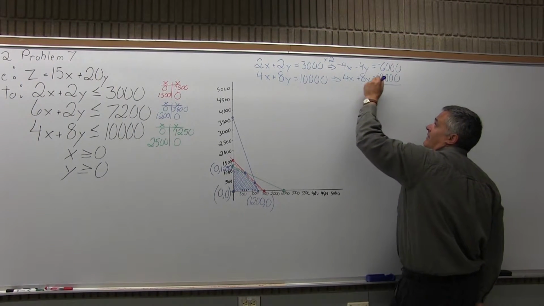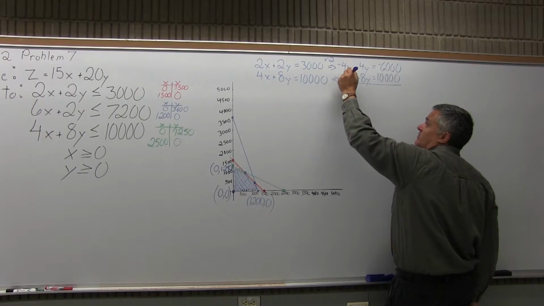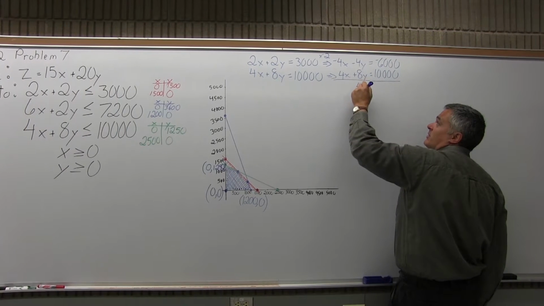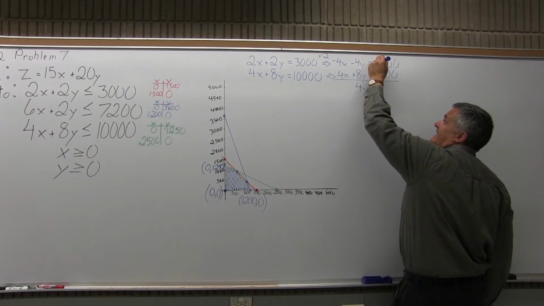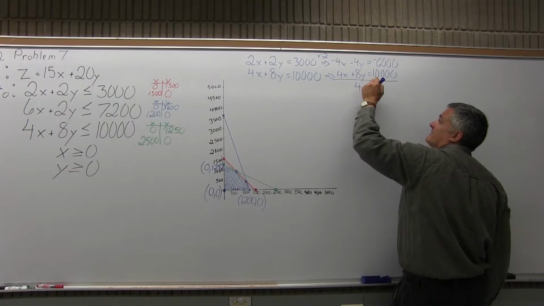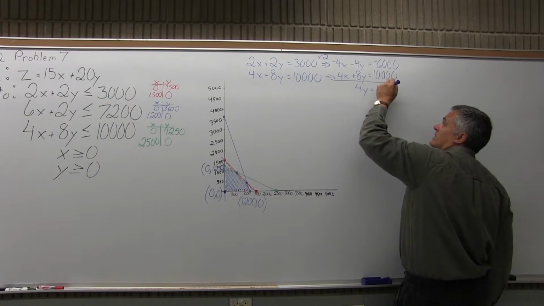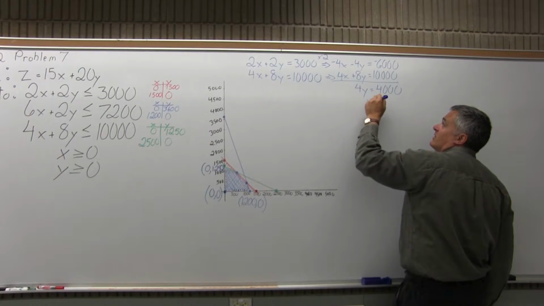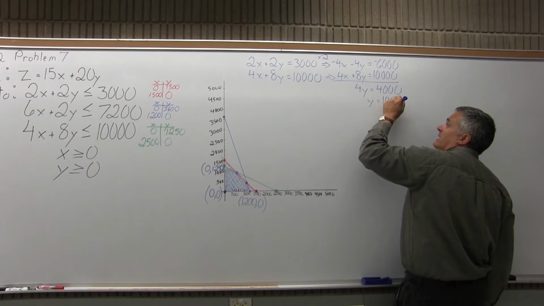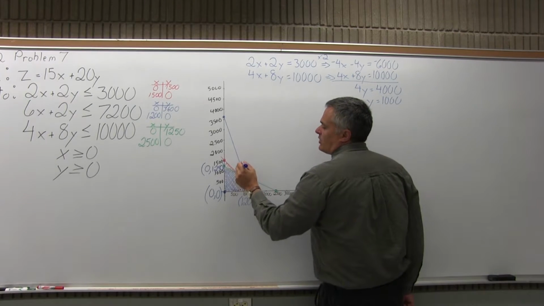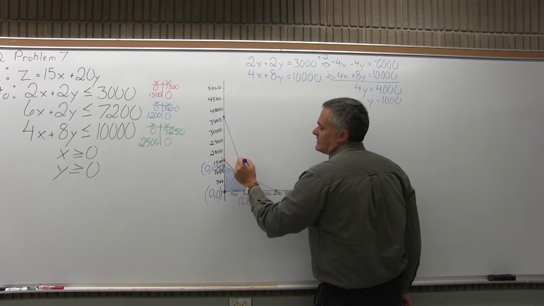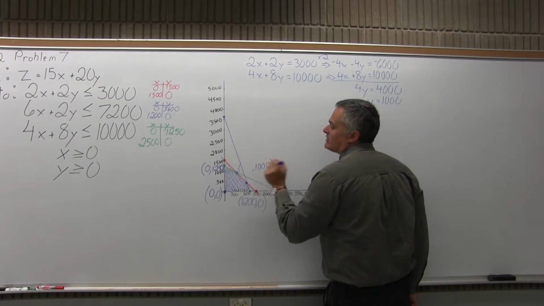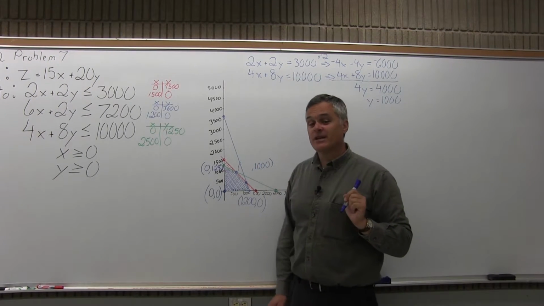Now, if I combine the equations, negative 4x, positive 4x, the x's cancel. Negative 4y, positive 8y will give me a positive 4y. And then negative 6,000, positive 10,000 will give me a positive 4,000. So now if 4y equals 4,000, I can divide out the 4 and see that y is 1,000. So the point where the red line and green line intersect has a y coordinate of 1,000. But I still have to find the x.